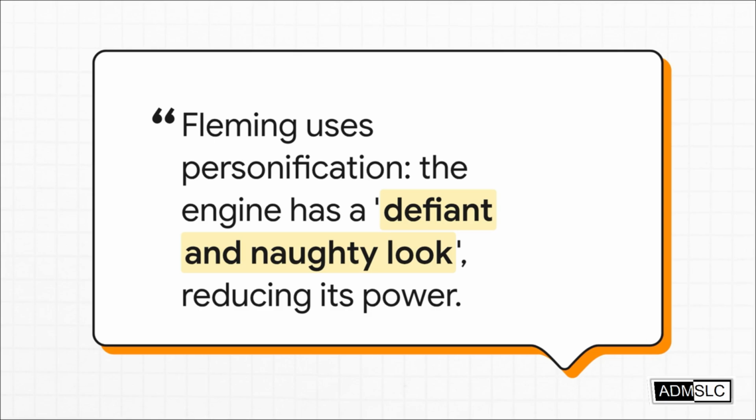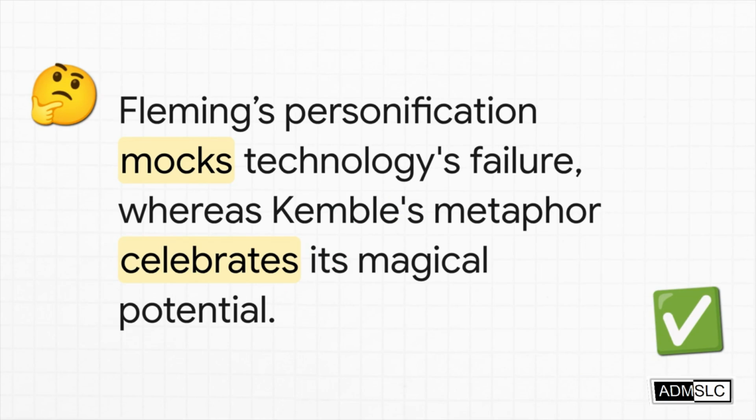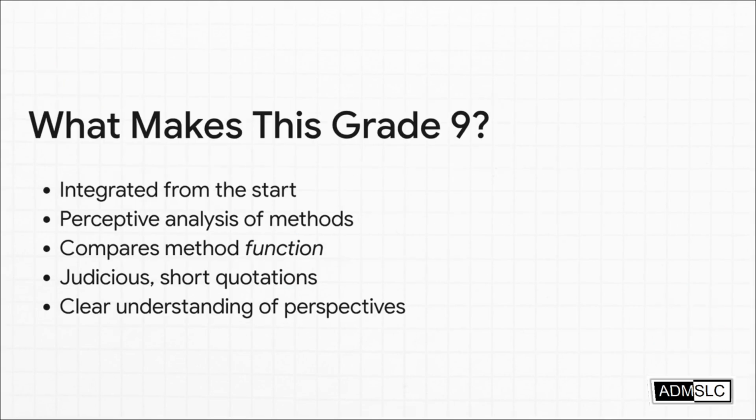That's sharp analysis. Step 3, time to pivot. And you signal it clearly with a connective like in complete contrast. Now we do the same for source B, identifying the extended metaphor and explaining how its effect is the complete opposite of Fleming's. It elevates the train, making it heroic. And finally, step 4, the synthesis. This is the mic drop moment. You zoom out and make that final, powerful judgment. It's not just about what the methods do, but what they mean. Fleming mocks technology's failure. Kemble celebrates its potential.